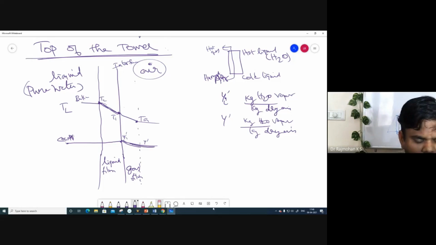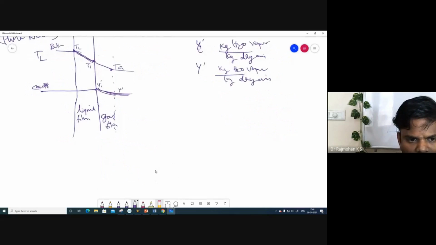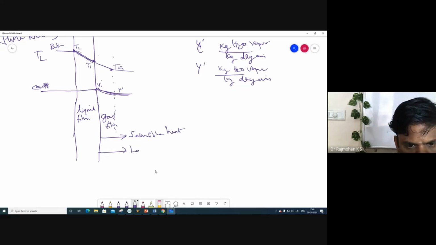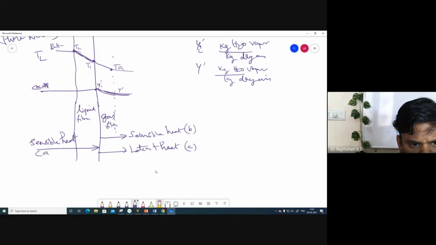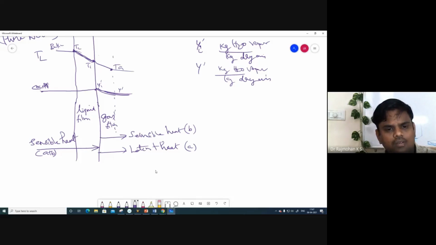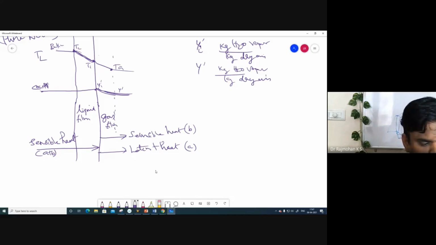And what about the sensible heat and latent heat? In the gas film side, sensible heat is also moving from the interface to the bulk. Let the latent heat be A and the sensible heat be B. The same amount of heat has to be the total of these; that is the enthalpy balance. So the sensible heat in the liquid side moving towards this will become latent heat plus sensible heat, A plus B.